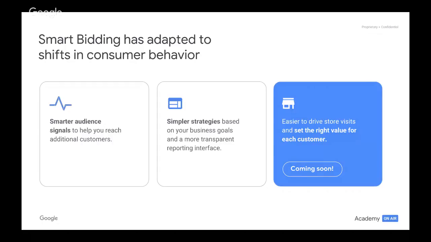And then a bit of a sneak peek you'll see here in the blue. So very relevant for omni-channel advertisers who are also trying to drive store visits, but being able to optimize towards a return on ad spend, including offline behavior. So people actually going into store and making a purchase, which historically has been very difficult to measure.